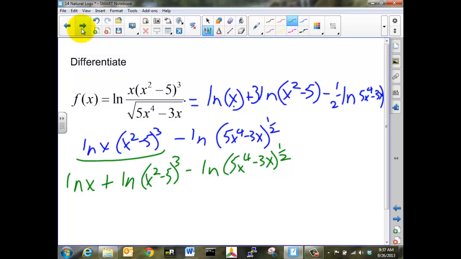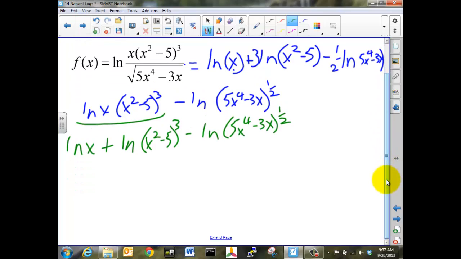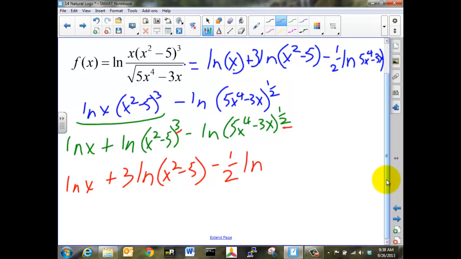Well, we've got powers there. If we go down and use the power property, we can bring these powers down right here and make them coefficients. And we get ln of x plus 3 ln of x squared minus 5 minus 1/2 ln of 5x to the 4th minus 3x. I used the power property and brought the power down on each one of them.